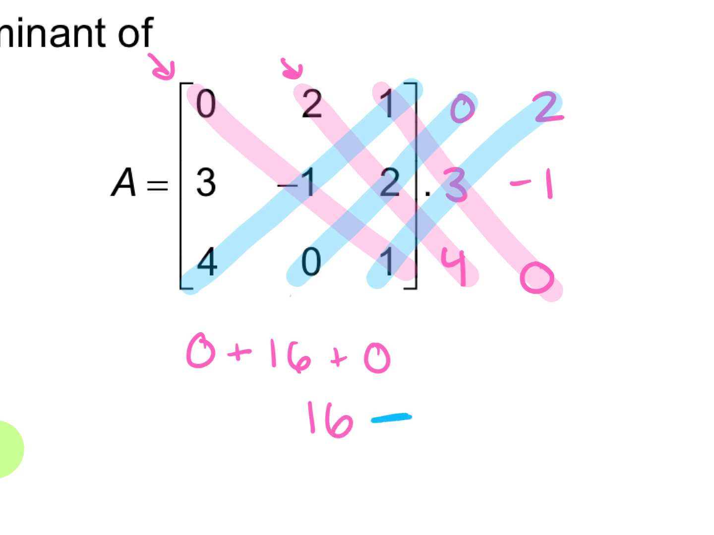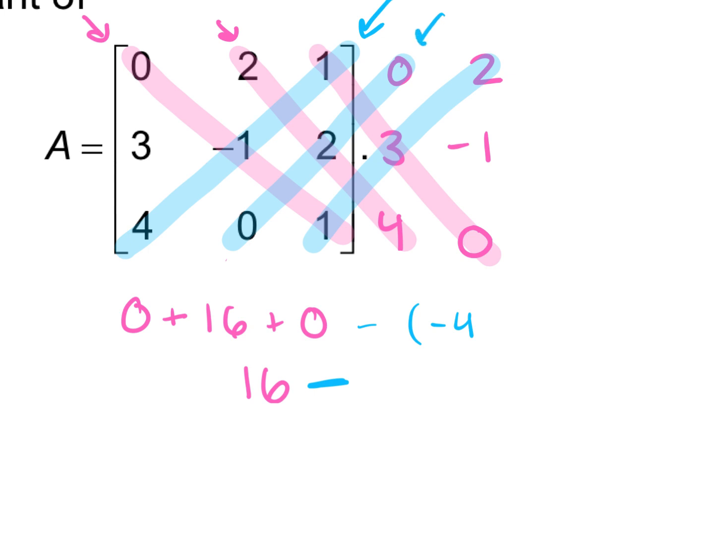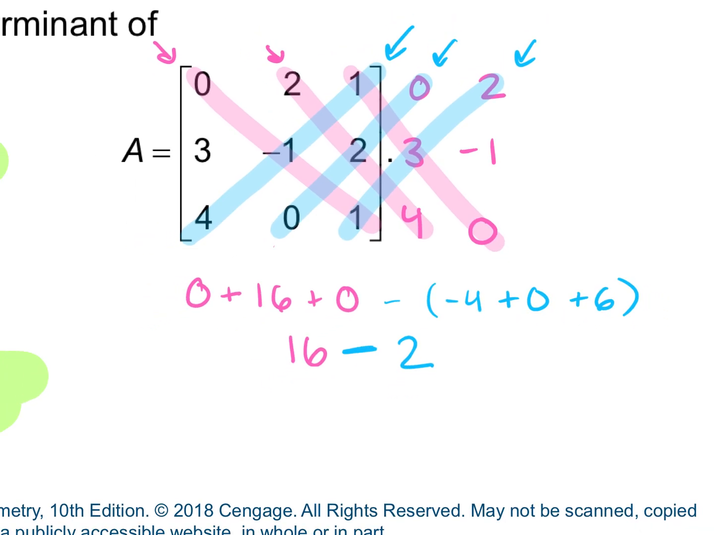16 minus the minors. So let's do the same thing with the minors. So starting with our first diagonal, we have 4 times negative 1 times 1. What would that be? Negative 4. And then 0 times 2 times 0? 0. And then 1 times 3 times 2? 6. So negative 4 plus 0 plus 6? 2. So then we just do majors minus minors. 16 minus 2 is 14.